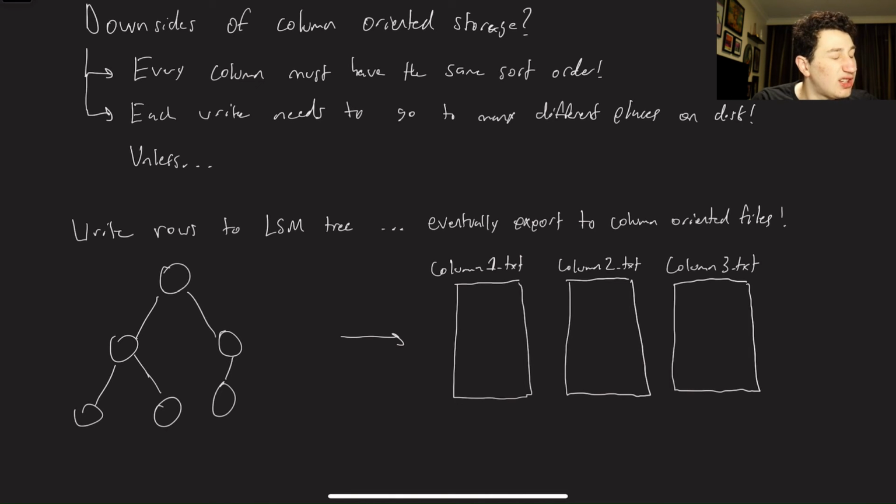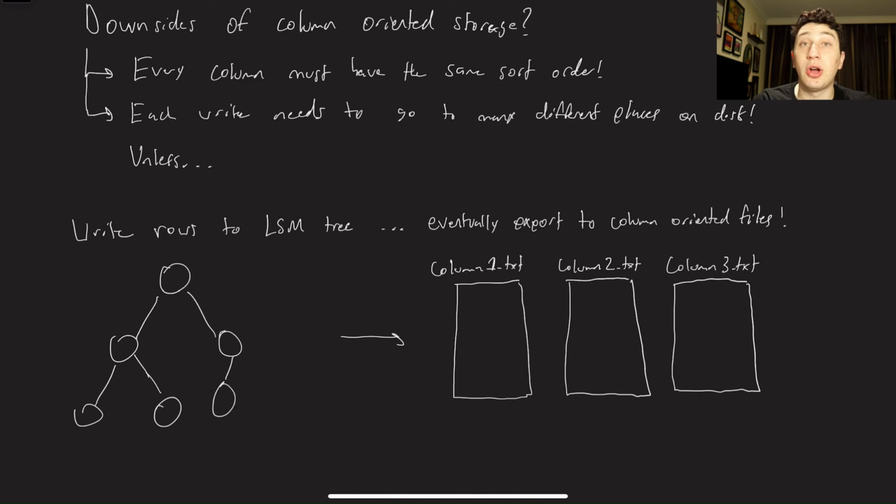Additionally, we have another question of basically each write needs to go to many different places. Why is that? Well, because we're writing one row at a time, but every single element from the row needs to go to a different file. Or does it? Well, actually, we've discussed a data indexing structure that allows us to get around this and make things a lot easier.